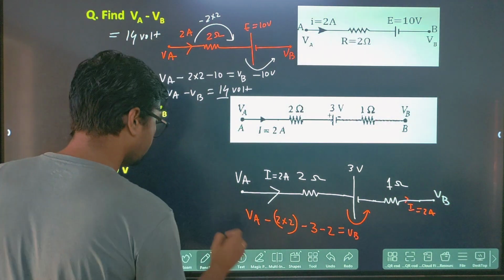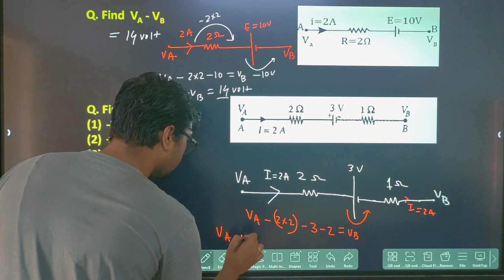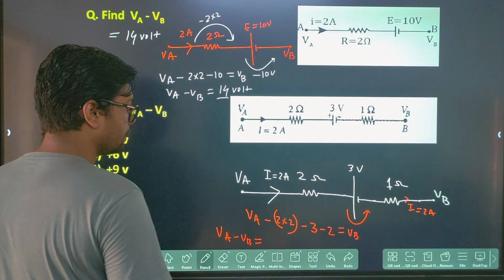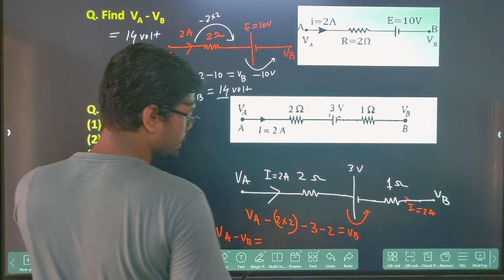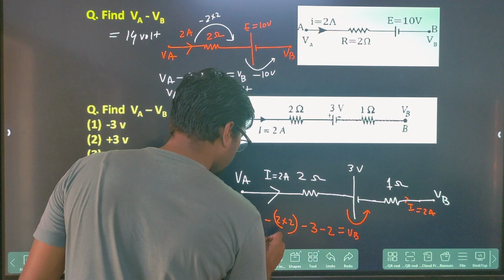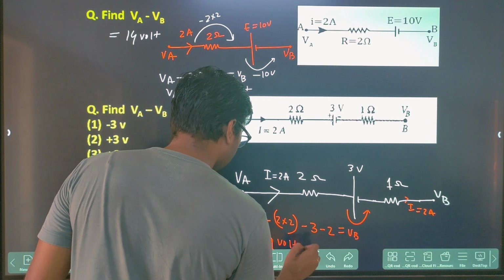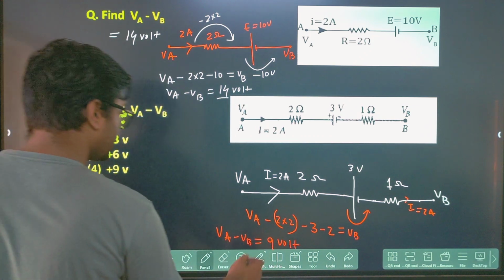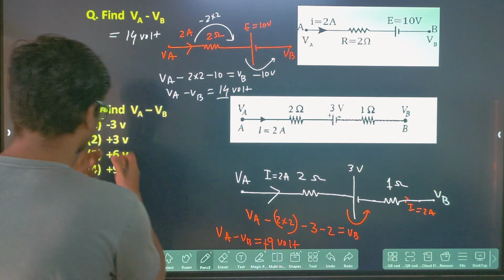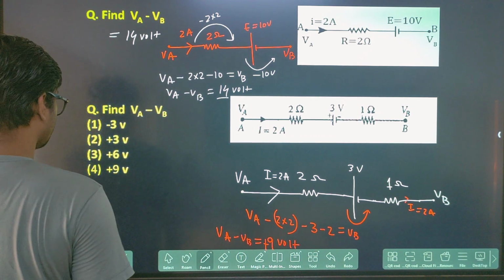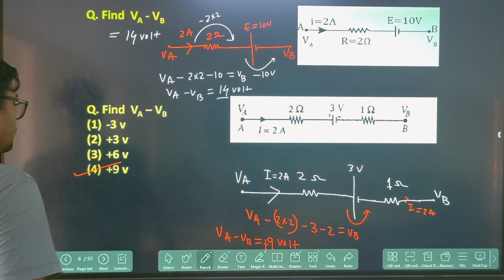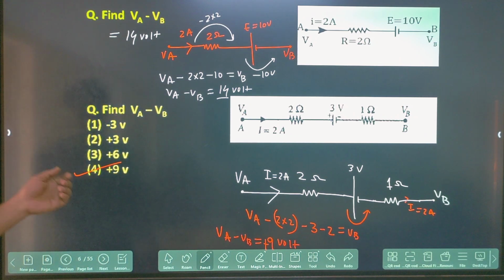Clear? So VA minus VB is coming as 4 plus 3 is 7, plus 2 is 9. So this will be 9 volt. Clear? This will be plus 9 volt, because they have given plus minus options, right? So option number 4 will be correct. Your answer will be plus 9 volt.